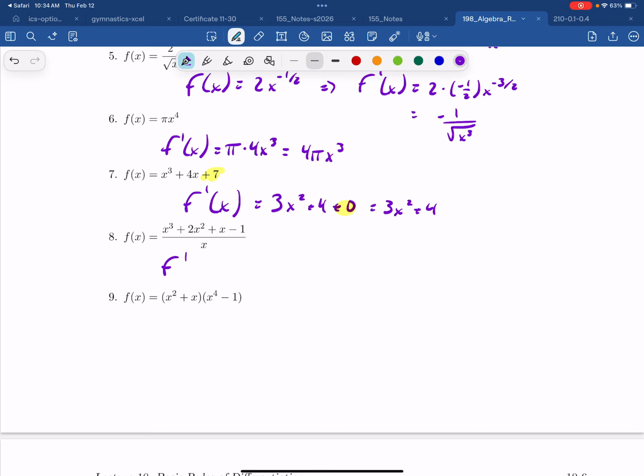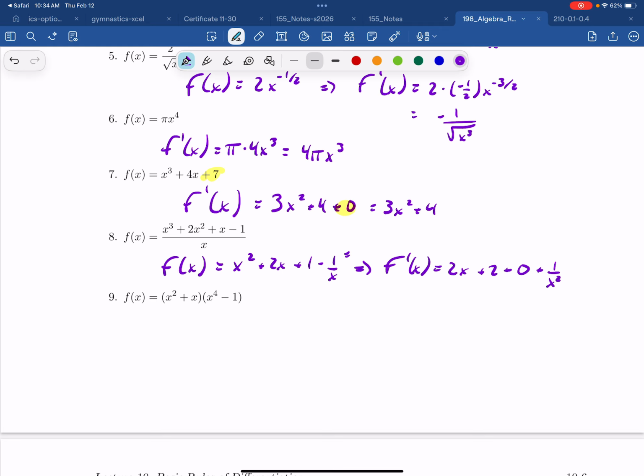For number 8, we don't know yet how to take the derivative of quotients. So we have to simplify it first. So I'm just going to divide x from each of the terms. And now we can use the power rule a bunch of times. 2x plus 2, and again, that's plus 0. And then this is going to be plus 1 over x squared, right?